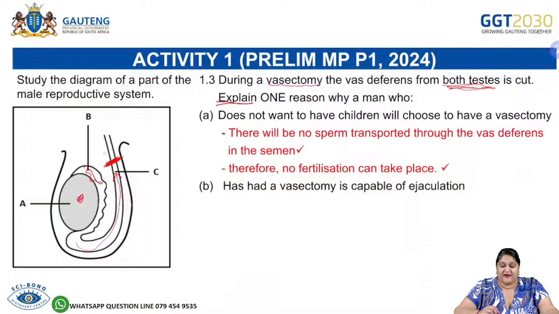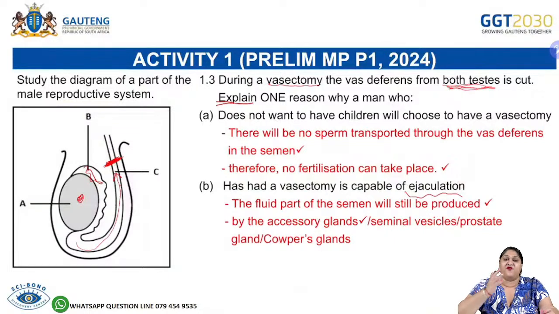Now we need to explain one reason why the man who has had a vasectomy is capable of ejaculation. I actually just explained this one. Why is he still capable of ejaculation? That is because the fluid part of the semen will still be produced by the accessory glands, or you can say by the seminal vesicle, the prostate, and the Cowper's gland. But even if you just said that the fluid part of the semen will still be produced by the accessory glands, you would get your 2 marks.